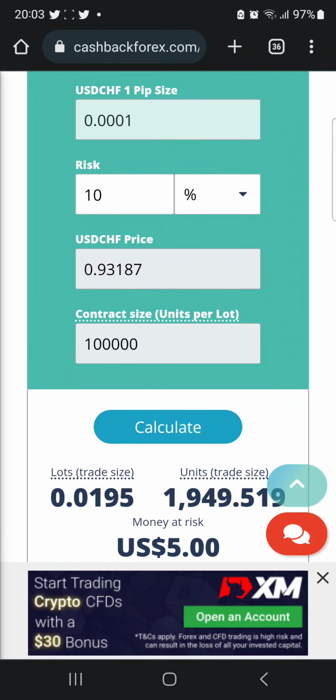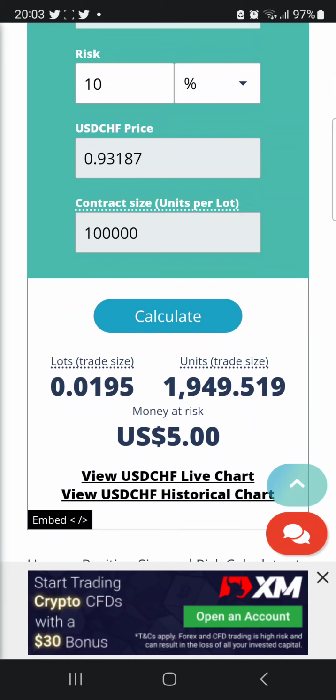If you calculate it, 0.195. So if you are risking $5, which is 10% of your money, then the lot size you are going to use is 0.0195. You can approximate it to 0.02. So that way you'll be risking $5 from your $50.